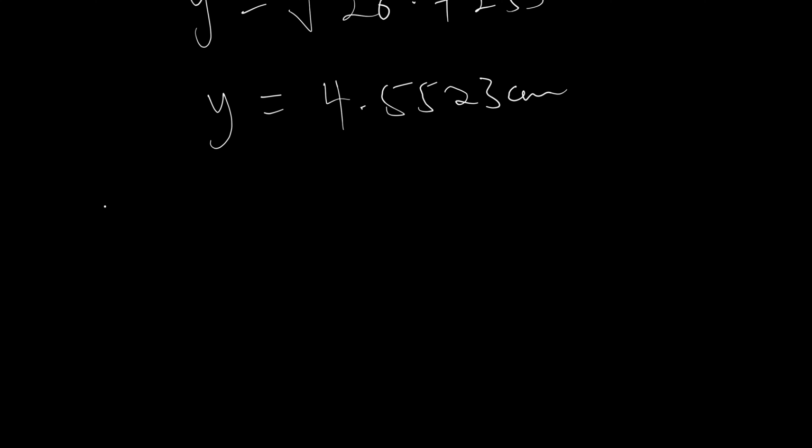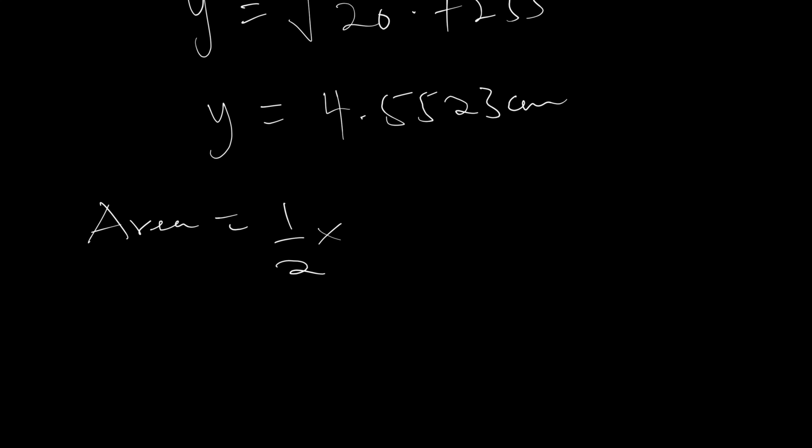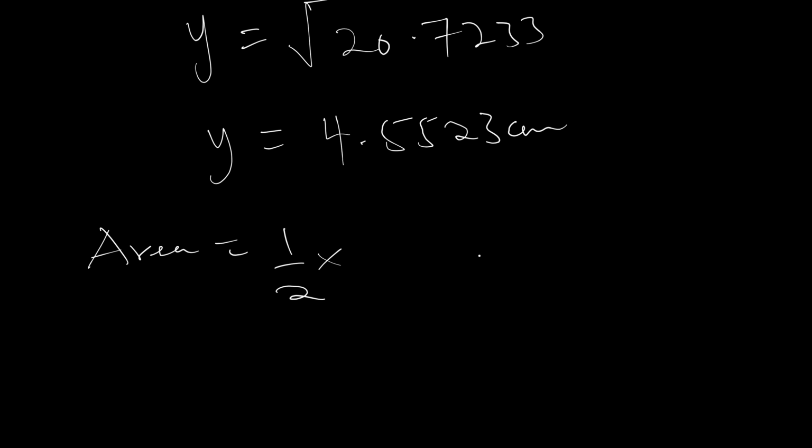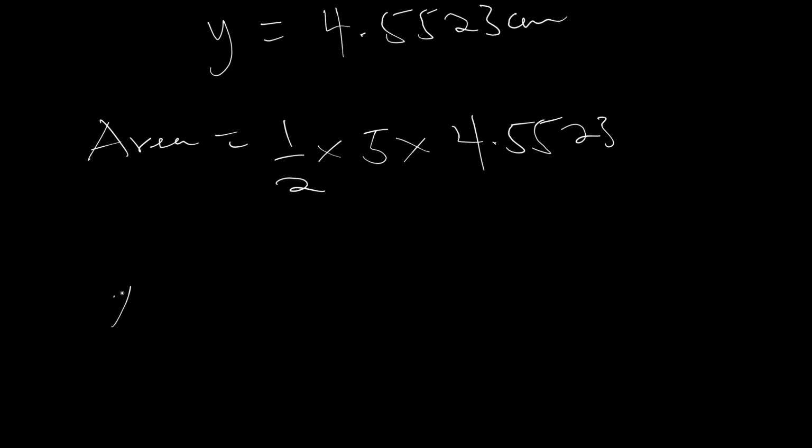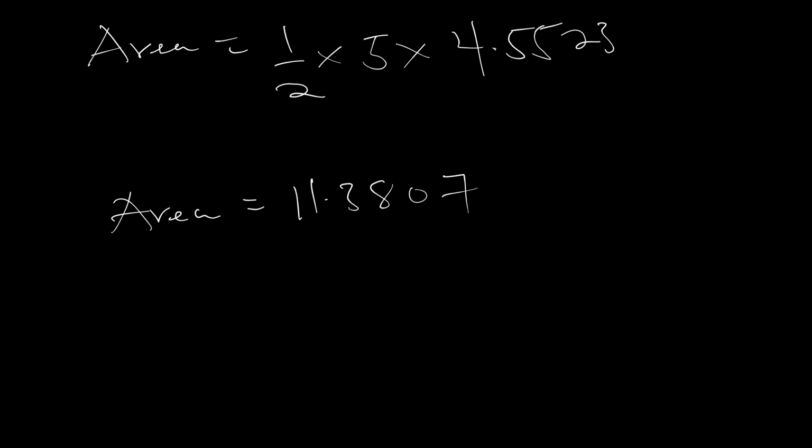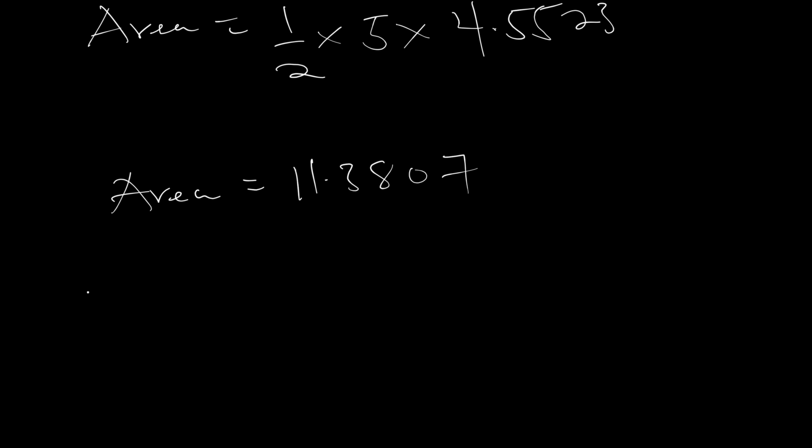So then our area becomes 1/2 times our base, which is 5 centimeters, so 5 times our height, which is 4.5523. And when we do this, our area should be equal to 11.3807. But we are being asked to correct to the nearest whole number. So our area to the nearest whole number will be 11 centimeters squared.